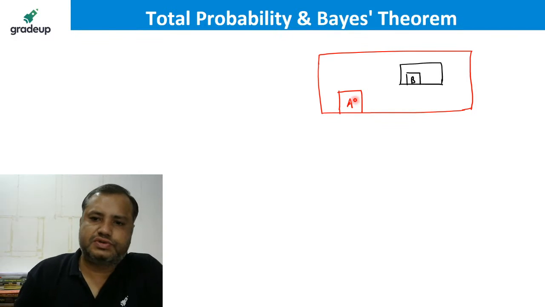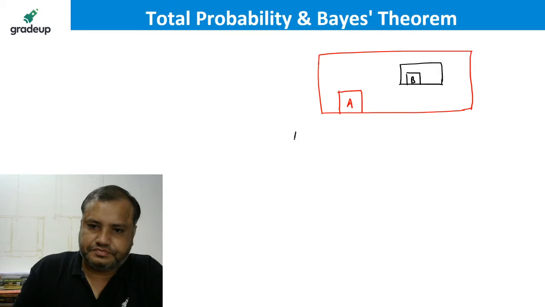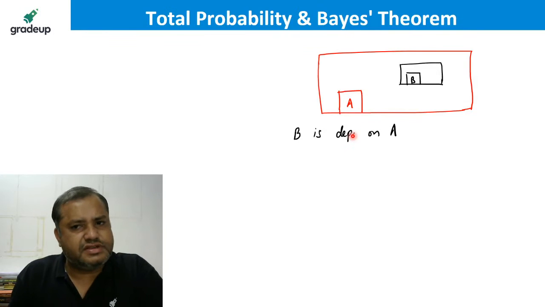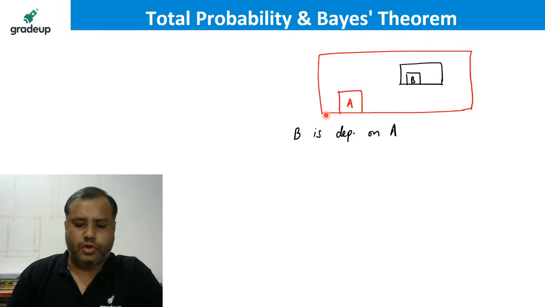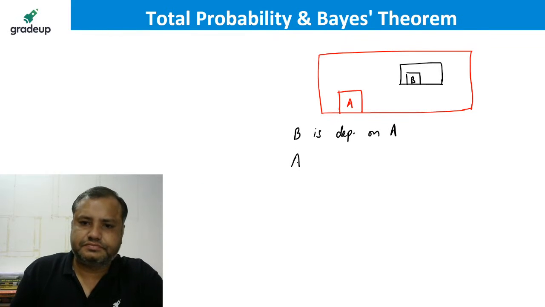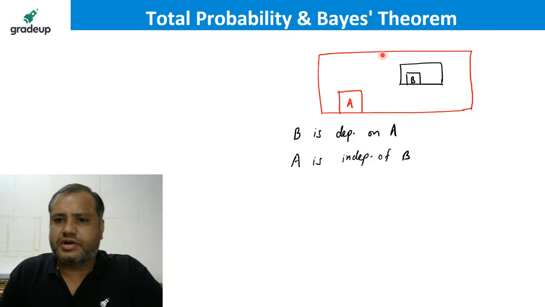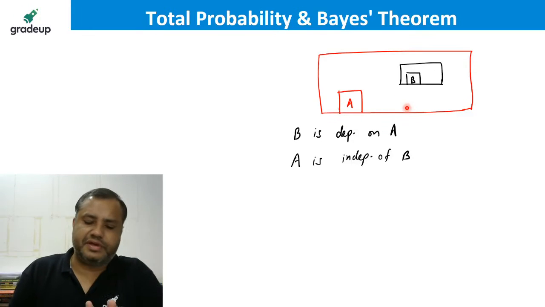So it is compulsory for us to take entry from gate A in order to reach gate B. Okay, so I can say that B is dependent on A. But at the same time, can we say that A is dependent on B? No, not at all. So A is independent of B. Correct? So in this context, B is dependent on A and A is not dependent on B.